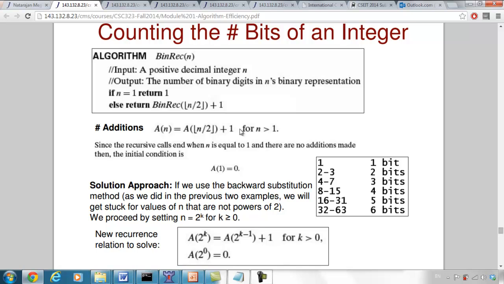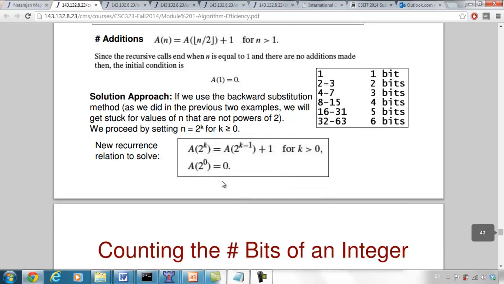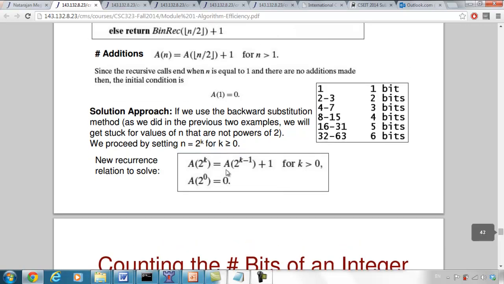Okay, so that translates to the basic condition, because we have the basic condition a of 1 equals 0. So if you want to account for that, we put k equals 0. So a of 2 raised to 0, which is essentially 1, is 0. So a of 1 equal to 0 is equivalent to a of 2 raised to 0 equals 0. And then we replace in the recursion n by 2 to the k. So a of 2 to the k is a of 2 to the k minus 1 plus 1. And this holds good for k greater than 0, because this accounts for k equal to 0.